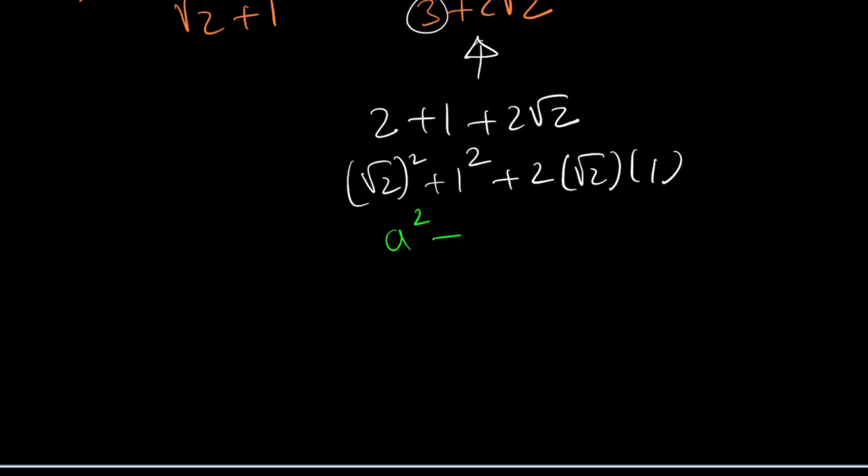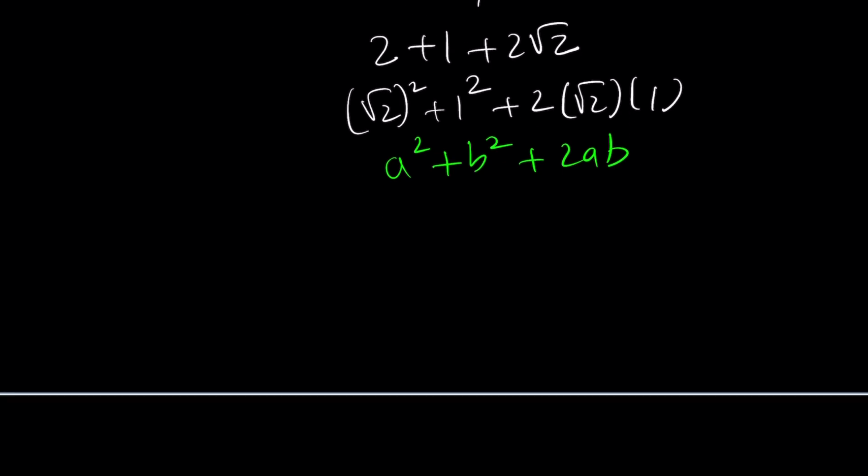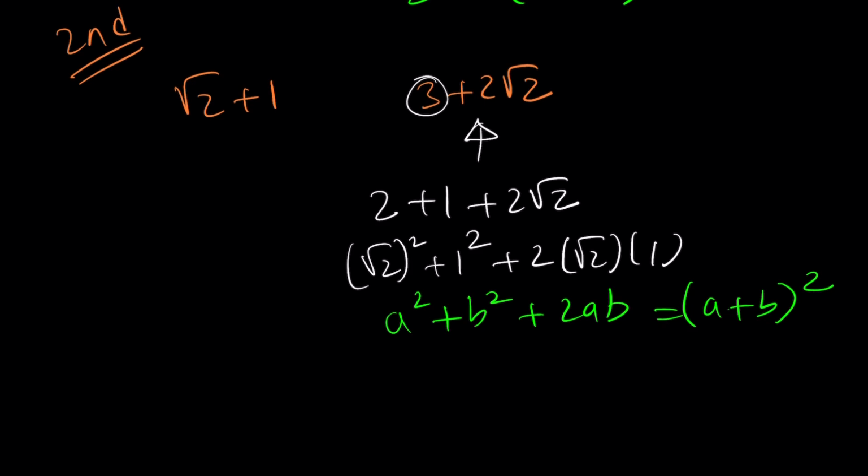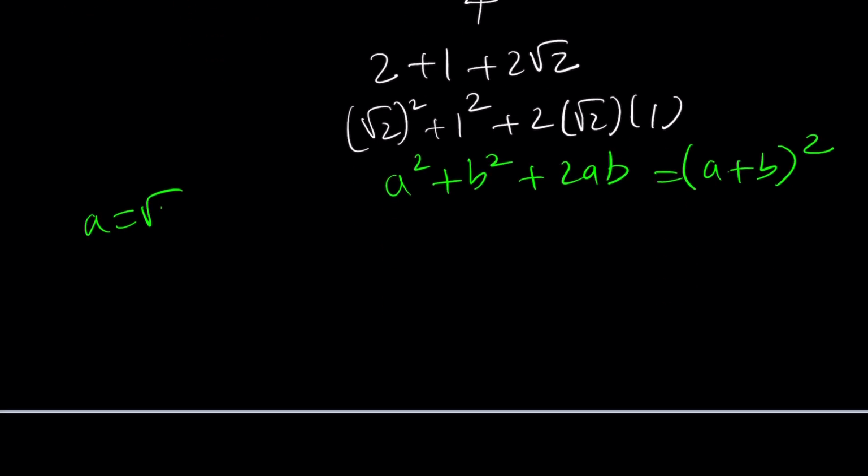This is a squared plus b squared plus 2ab, isn't it? And that is equivalent to a plus b quantity squared. Yes, finally, a perfect square, and that's just perfect. So here's what we're going to do. We're going to apply it to this problem. But wait a minute, what is a and what is b, right? A is root 2 and b is 1. So our expression 3 plus 2 root 2 turns into root 2 plus 1 squared.